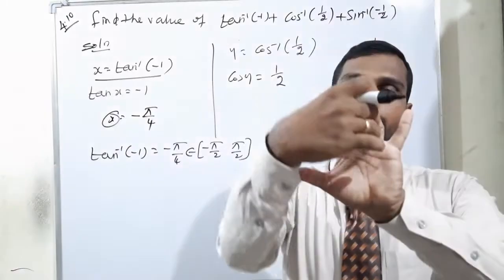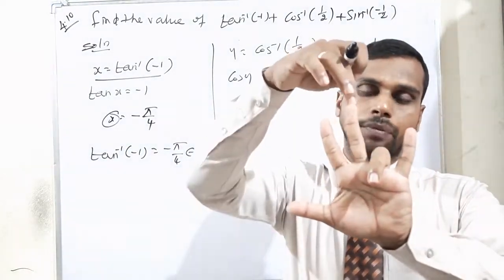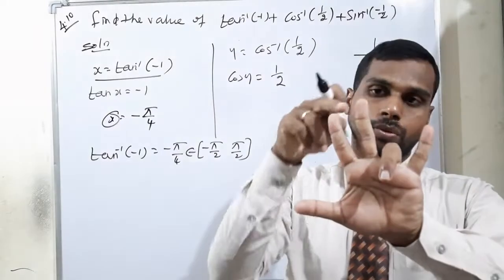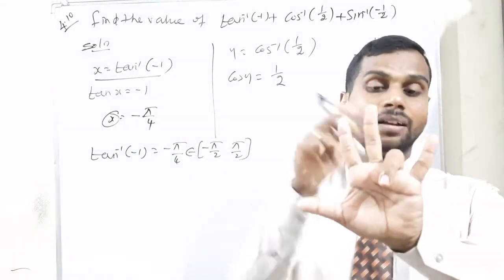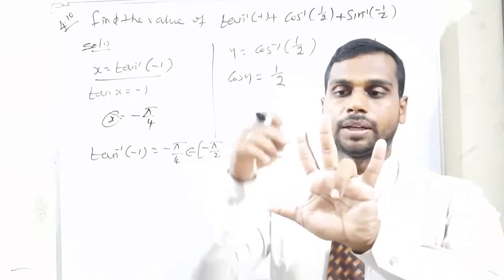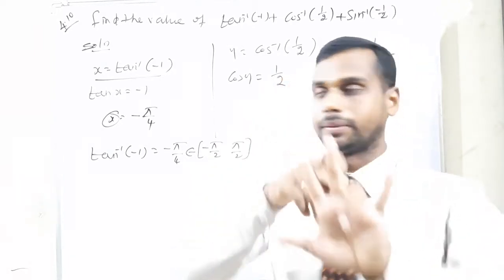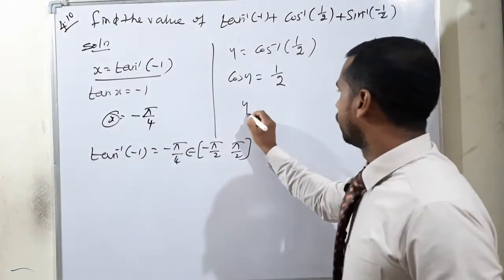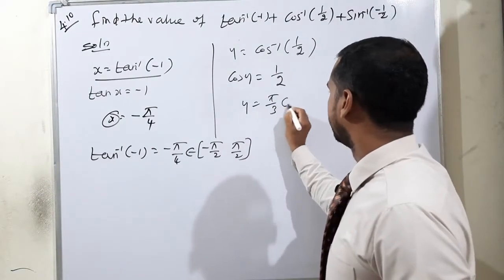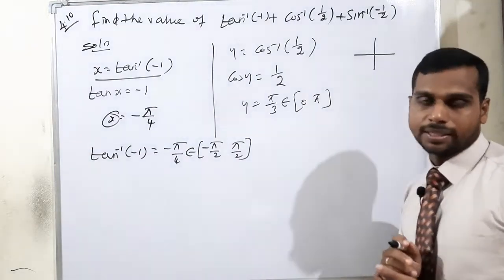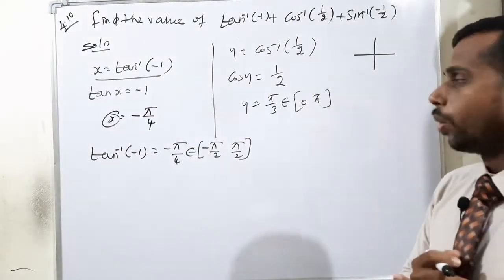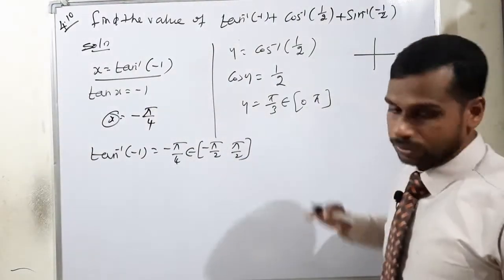So 1 by 2 means simply this is pi by 6, pi by 4, pi by 3, pi by 2. This is called thumb, index, middle, ring finger. We have to fold the ring finger, which means pi by 3. Therefore y is equal to pi by 3. It belongs to 0 to pi. 180 divided by 3 means 60 degrees, so it lies between 0 and 180. So the second term is also over.